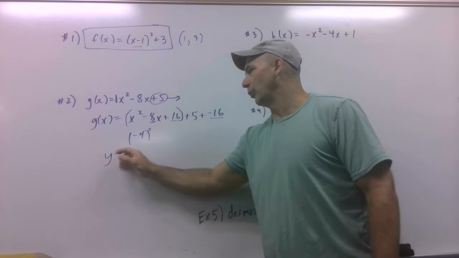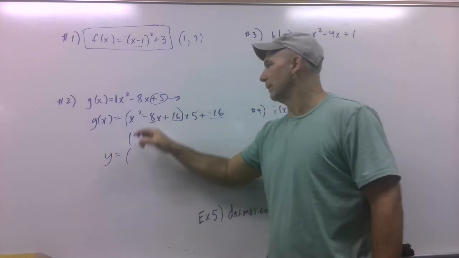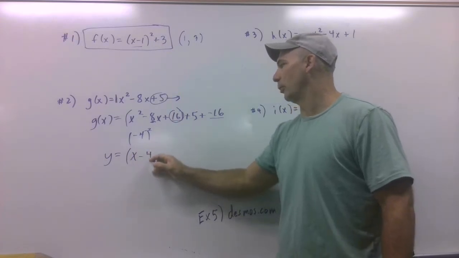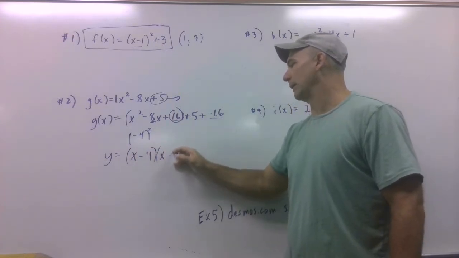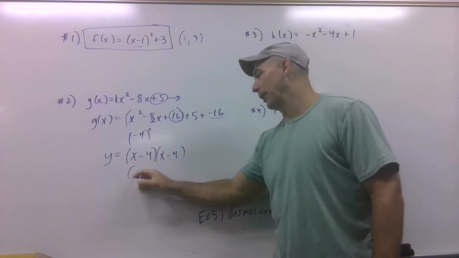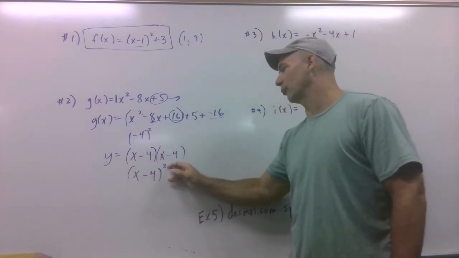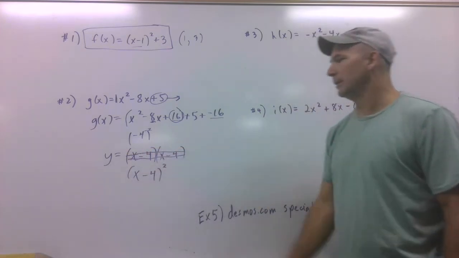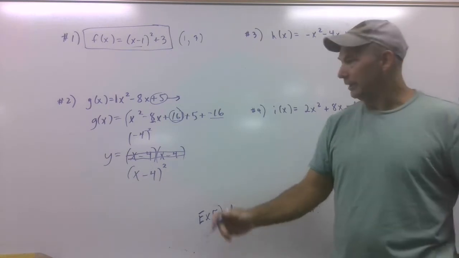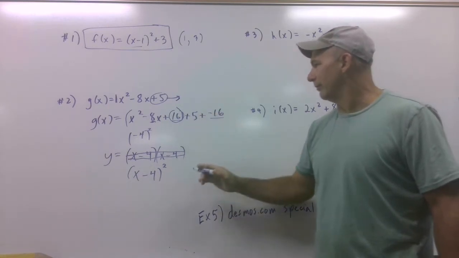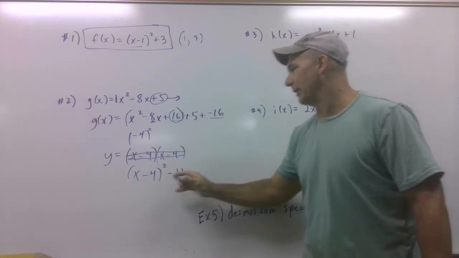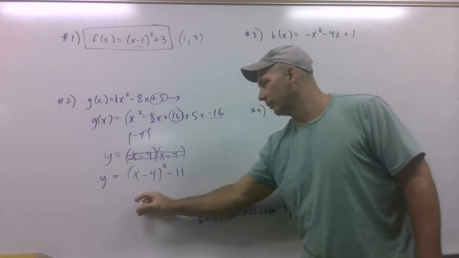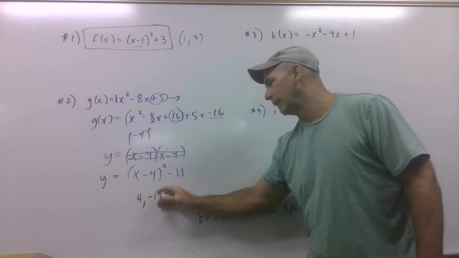So I'm going to change that to a y just because. 2 factors of 16 that add up to -8. That'd be x minus 4 and x minus 4. I don't want to write it that way. I want to write it x minus 4 squared. It's the same thing. After a while, you won't even take this step. But if you need to take the step, no big deal. And then what's 5 plus -16? That'd be -11. And that equals my y, or my g of x. What's my vertex? 4 to the right, down 11.